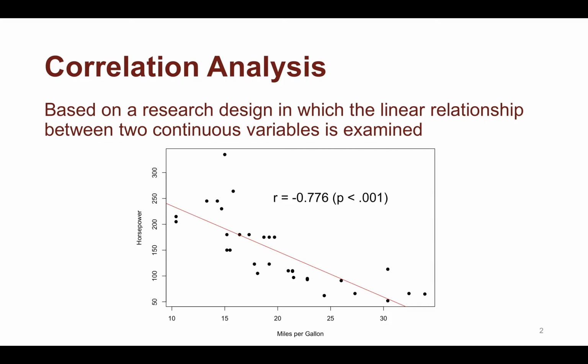What we found was that horsepower and gas mileage are negatively related. The coefficient is negative 0.776. The p-value is less than 0.05. It's actually less than 0.001 as well. So a significant negative correlation, meaning that cars that have better gas mileage have worse horsepower, and vice versa. So cars that have better horsepower have worse gas mileage.